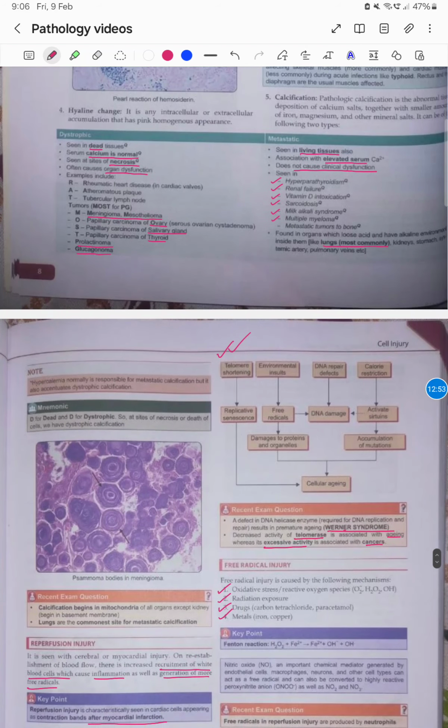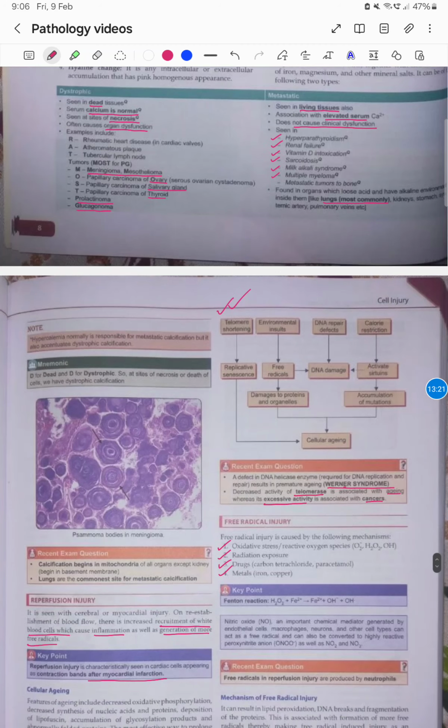Next is calcification. It can be dystrophic or metastatic. Dystrophic calcification is seen in dead tissue with normal calcium level, suffering from necrosis, and leads to organ dysfunction. Metastatic calcification is seen in living tissue associated with elevated calcium level and does not cause clinical dysfunction. Now examples of dystrophic calcification: RAT.